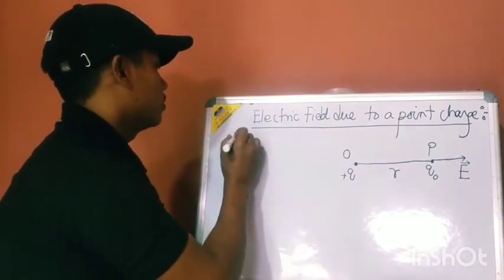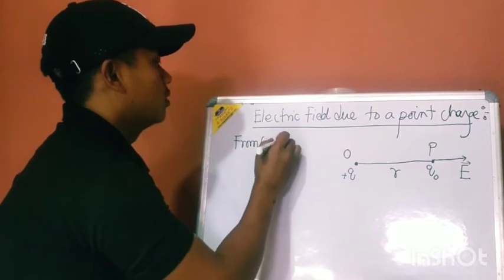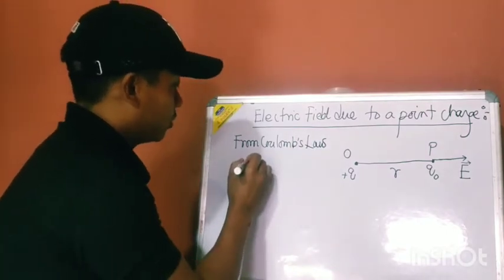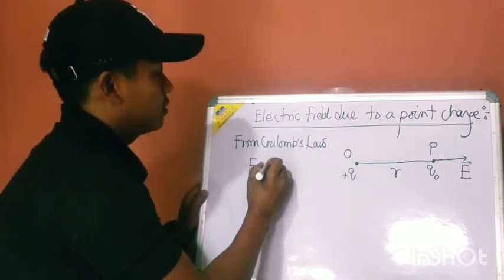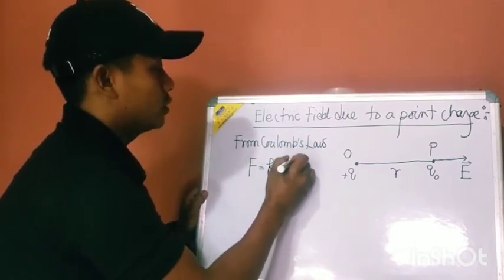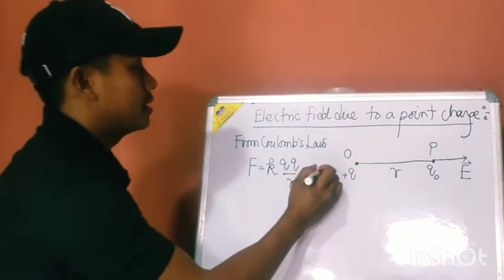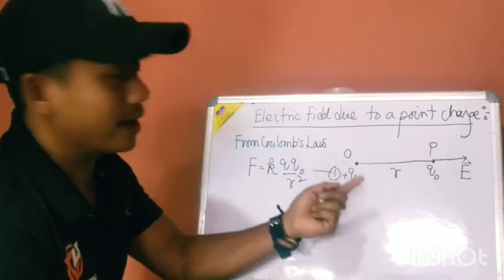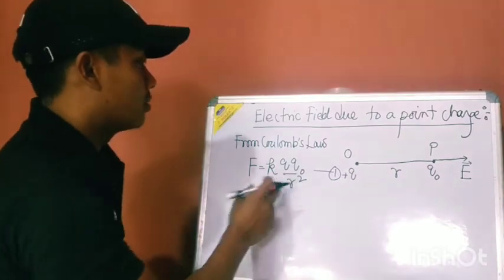Just start with Coulomb's law. From Coulomb's law, what should be the force between them? According to Coulomb's law, there should be a Coulomb's constant K, charges Q and Q naught, divided by the distance square. Let this be the first equation. This is just Coulomb's law. Instead of Q1 and Q2, you have Q and Q naught, and the distance R.